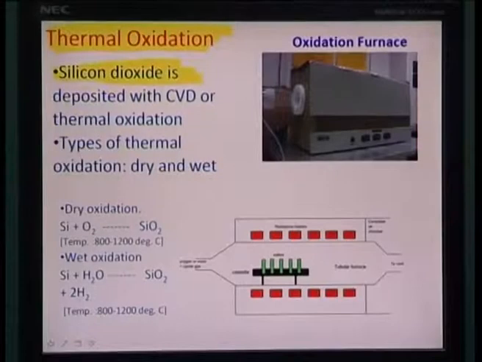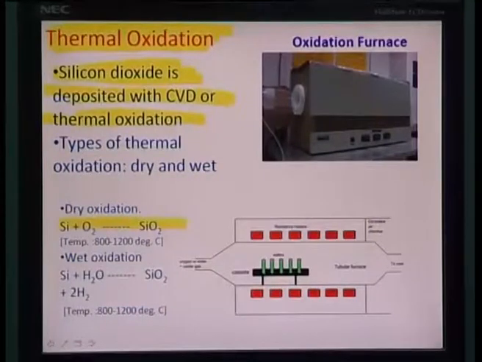Now, thermal growth of oxide is essentially a diffusional process. The silicon dioxide grows at the cost of pure silicon. Essentially, the oxygen diffuses through the lattice and creates an oxide layer. So, you have a thinning down of the overall pure silicon and a thickening of the silicon dioxide, or the wet oxide, on the top. Silicon dioxide is deposited with CVD or thermal oxidation. So, there are two different kinds of oxides.